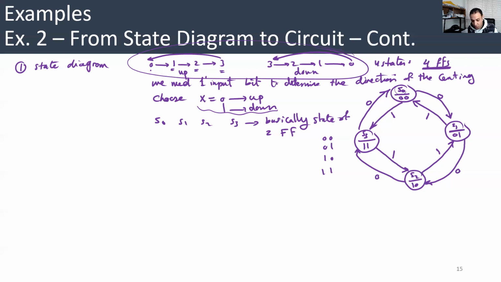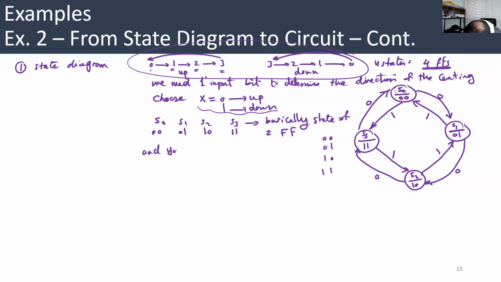Okay, that's why I started with the symbols, because you are free to choose the state. So we're going to choose for S0 0 0, for S1 0 1, for S2 1 0, and S3 1 1.